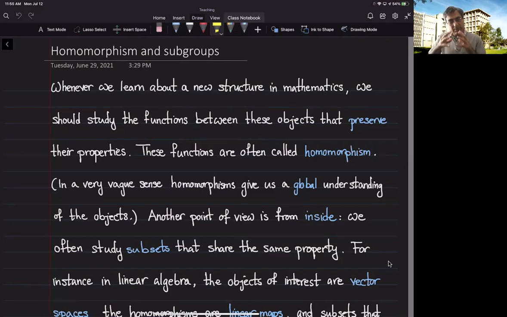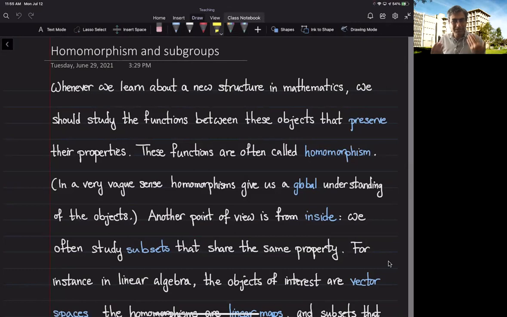The functions that preserve the main properties of our objects are called homomorphisms. You will learn about rings later, and then you talk about ring homomorphisms. In this course, we talk about group homomorphisms. In the linear algebra course, where the objects of interest are vector spaces, you talked about the functions that preserve the structure of these vector spaces. In that case, we call them linear maps. This is often the case.